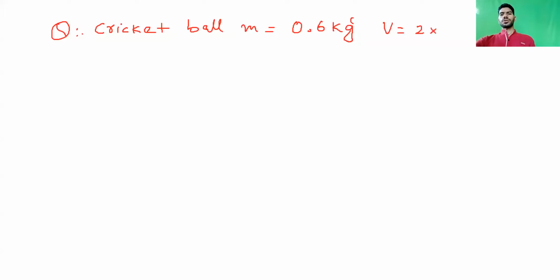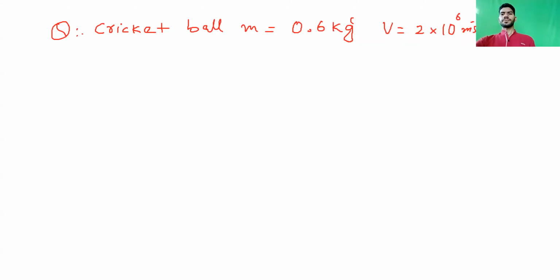Okay, now let's have another question. Let's say we are having a cricket ball. So what will be the mass of a cricket ball? How much is nearly the mass of a cricket ball? Can you tell me? And let's say it is 0.6 kg. Let's take the mass of a cricket ball as 0.6 kg. And let's say it is moving with the same velocity, that is 2 into 10 to the power 6 meter per second, isn't it?